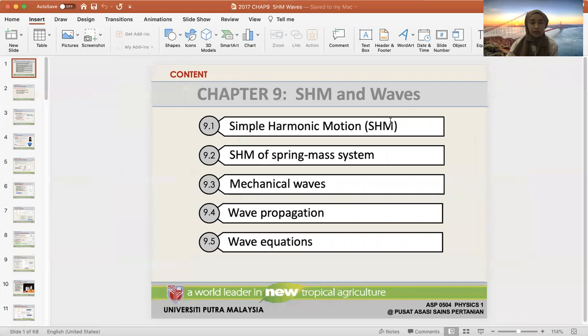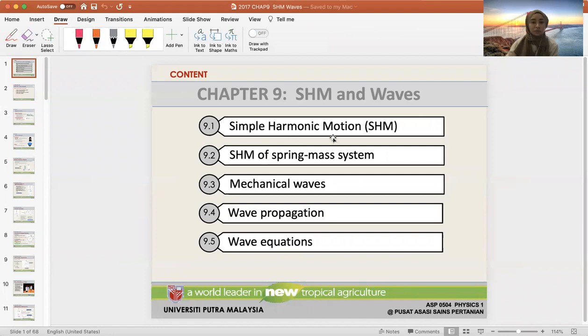Okay, so chapter 9 talks about simple harmonic motion and waves. And we are going to talk about simple harmonic motion, simple harmonic motion of a spring mass system, mechanical waves, the wave propagation, and wave equation. So for this chapter, it's heavy on maths too, unlike the other chapters. This one has a lot of maths, okay?